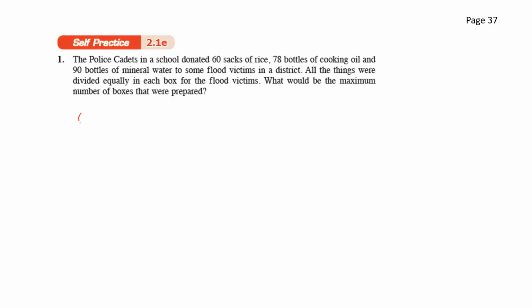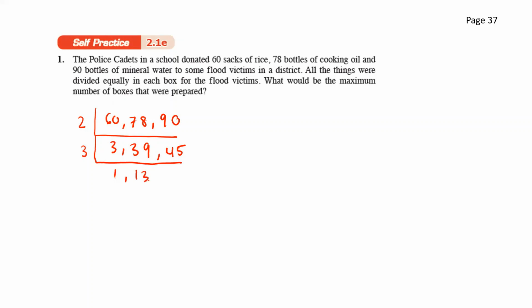So we will have 60, 78 and 90. We'll start by dividing it with 2. We have 30, 39 and 45. So these numbers can be divided by 3 again. So we have 10, 13 and 15. These numbers cannot be divided anymore, which means we have 2 and 3, so 6.